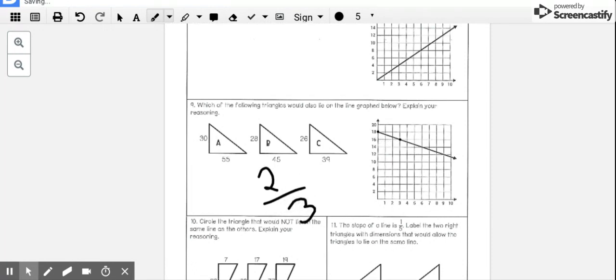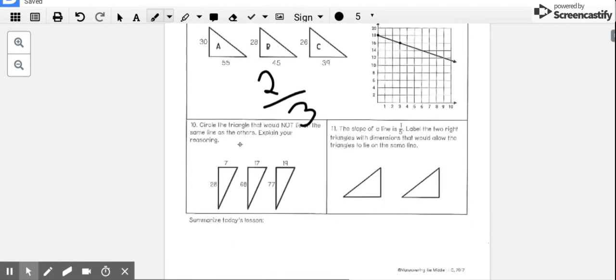So you need to find one of these triangles that would have a slope of 2 to 3 that could also be on here. So remember, it's rise over run. So you figure that out and we will check that tomorrow. Number 10, circle the triangle that would not lie on the same line as the others. So again, you need to do rise over run and see which one doesn't have the same ratio.